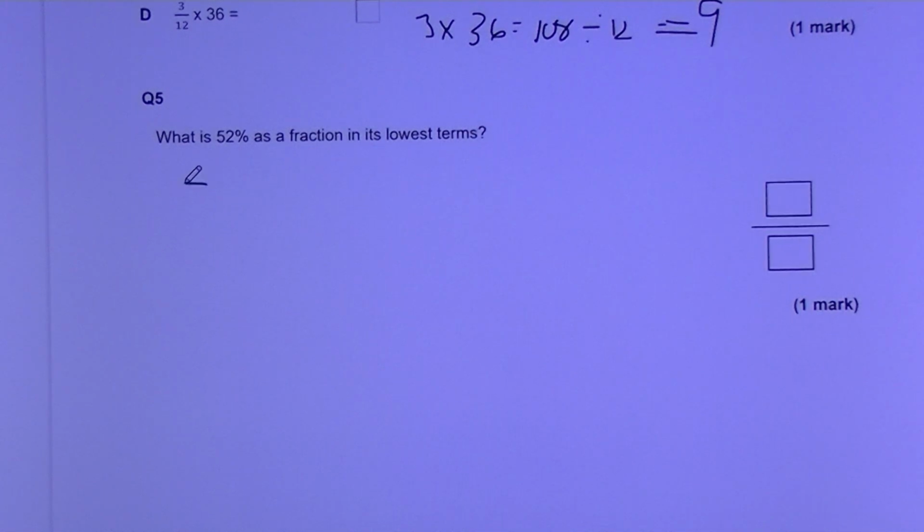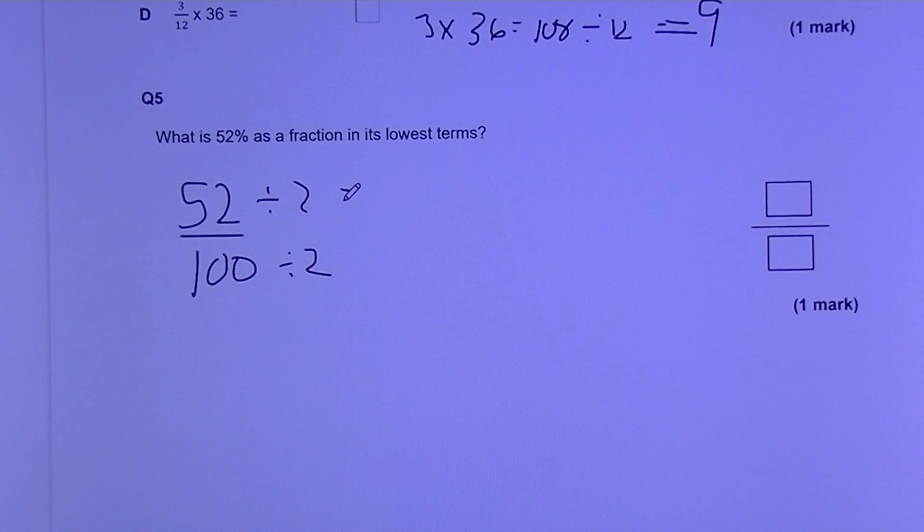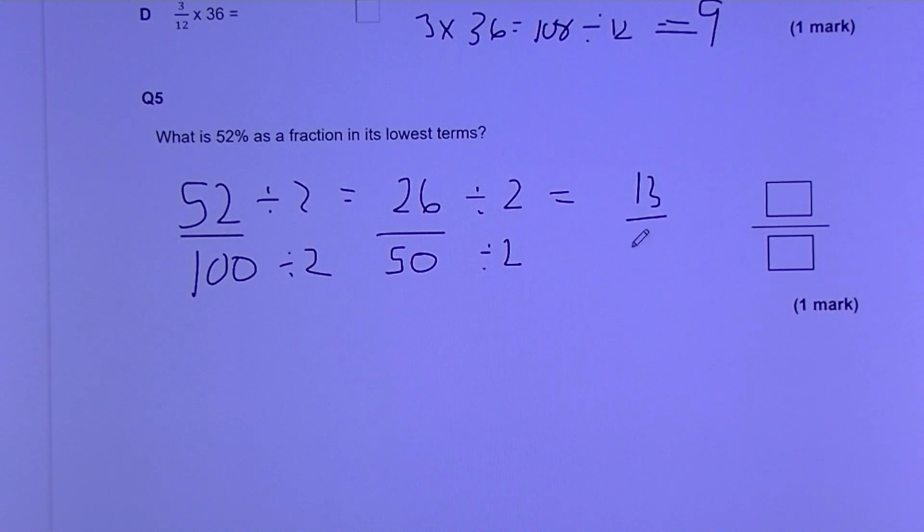52% as a fraction in its lowest terms. Well, 52% is actually 52 over 100. Divide the top number and the bottom number by 2. And again by 2. And that's as small as you can go. You can't go any smaller than 13 over 25.